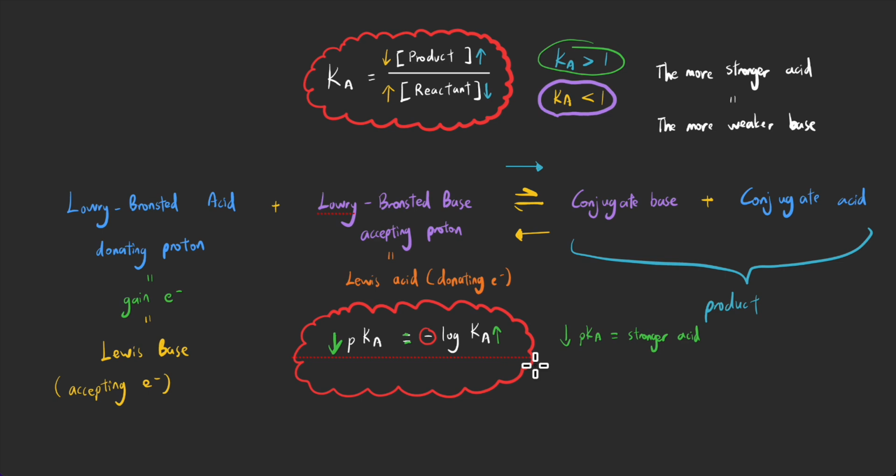So these two values are closely related, and it is very important to learn this, as we can use these values to differentiate the acid strength, and therefore we can know the reaction pathway as well as the acid and the base strength.